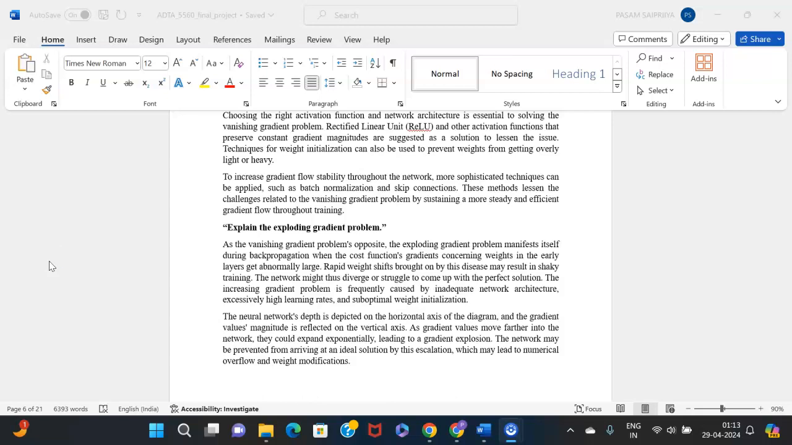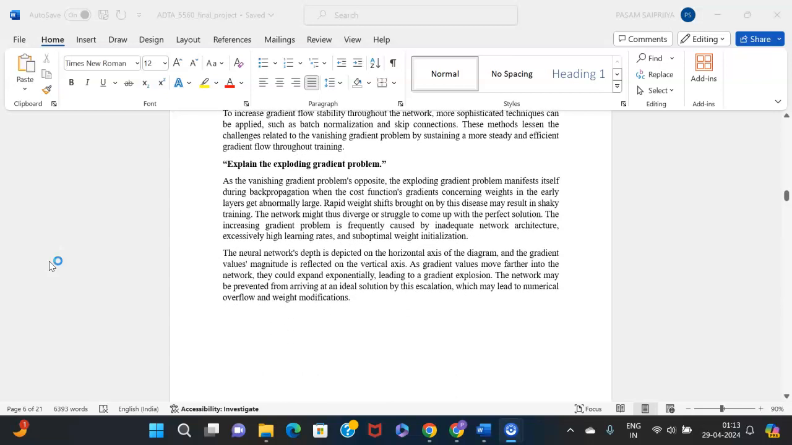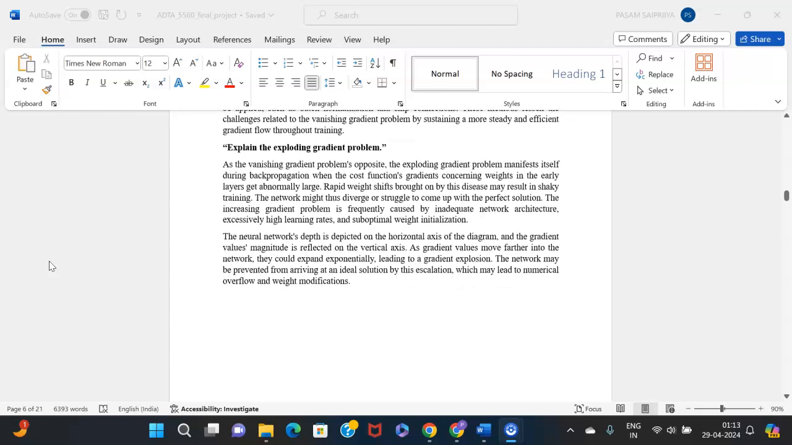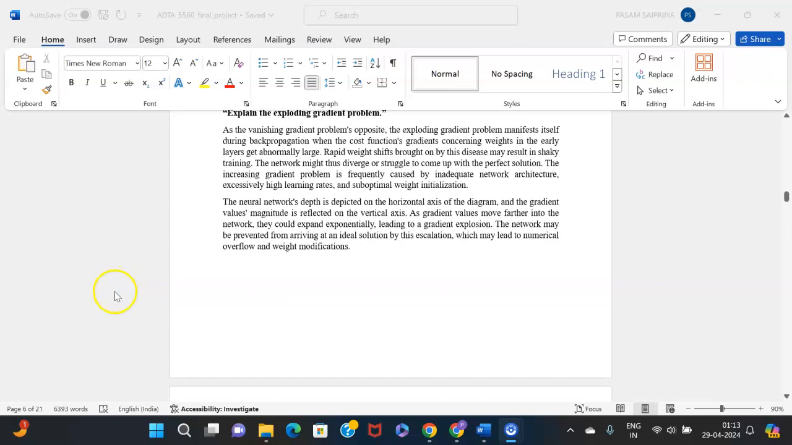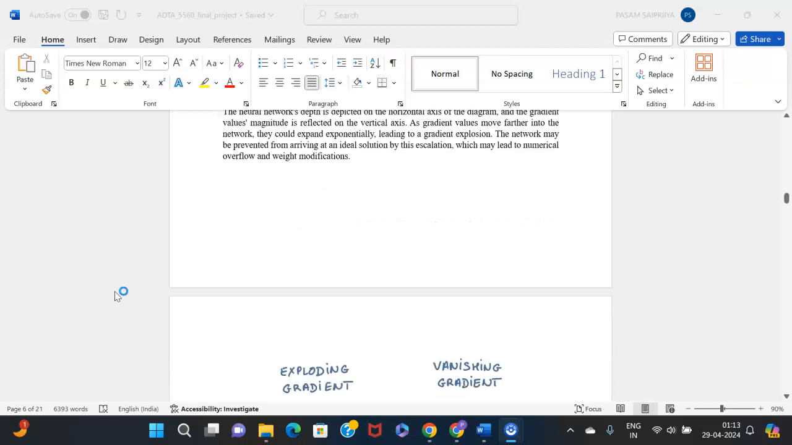The exploding gradient problem is frequently caused by inadequate network architecture, excessively high learning rates, and suboptimal weight initialization. The neural network's depth is depicted on the horizontal axis of the diagram, and the gradient value's magnitude is reflected on the vertical axis. As gradient values move farther into the network, they could expand exponentially, leading to a gradient explosion. The escalation may prevent the network from arriving at an ideal solution, which may lead to numerical overflow and weight modifications.